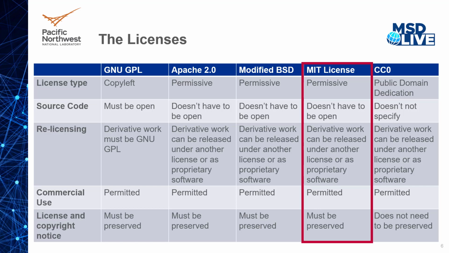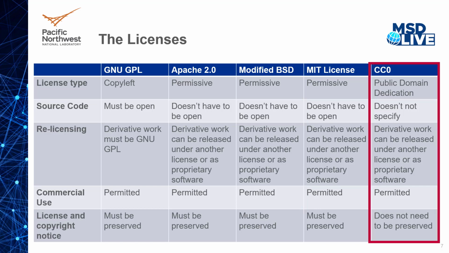A quick note on these three permissive options: the Apache 2.0, modified BSD, and the MIT license. On this chart, they look very similar and can be used pretty interchangeably, but they do have some minor differences that may matter to you as a researcher, such as whether a person has to note what changes were made to the code. Give the licenses a thorough read for more detail.